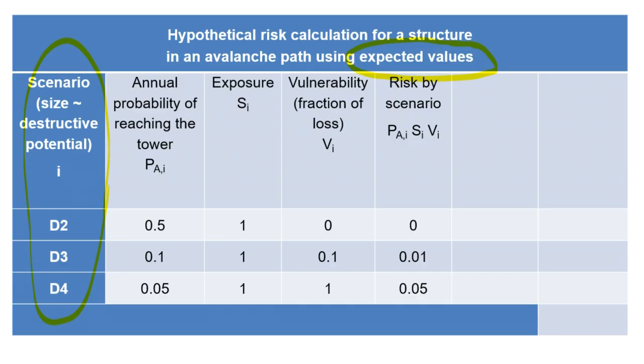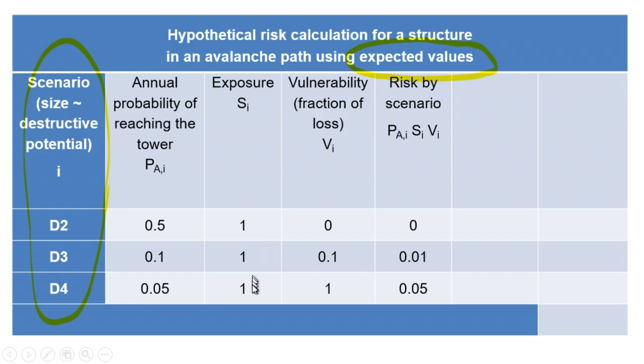In the next column, we see the annual probability of the specific avalanche reaching the tower. So for a size D2 avalanche, it's 0.5. In other words, they reach the tower but once every second year. A size D3 avalanche will reach the tower about once every 10 years, so its annual probability is 0.1. And the size D4 avalanche is expected to reach the tower but once every 20 years, so its annual probability is 0.05.